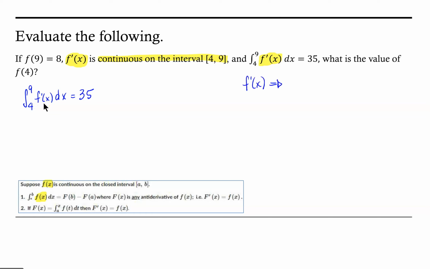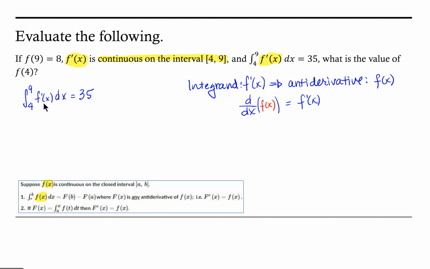If my integrand is f prime of x, what is the antiderivative? Well, if my integrand is f prime of x, then my antiderivative is going to be f of x. Because the question we think about is the derivative of what function equals f prime of x. Well, that function would have to be f of x. So that means that our antiderivative is f of x.